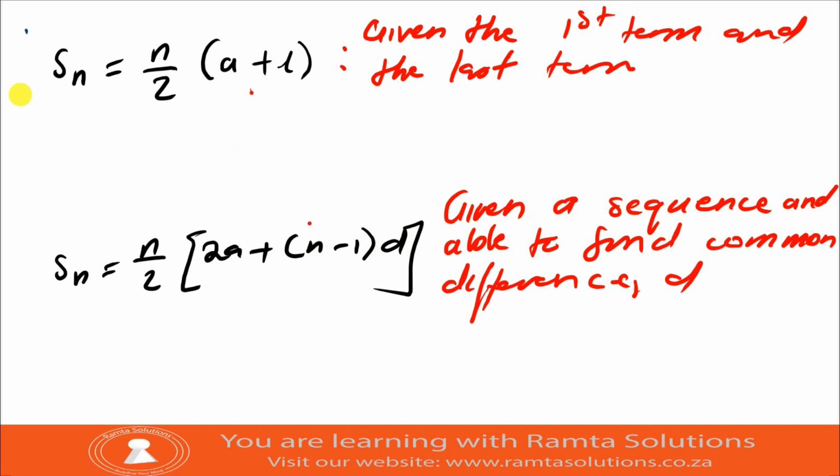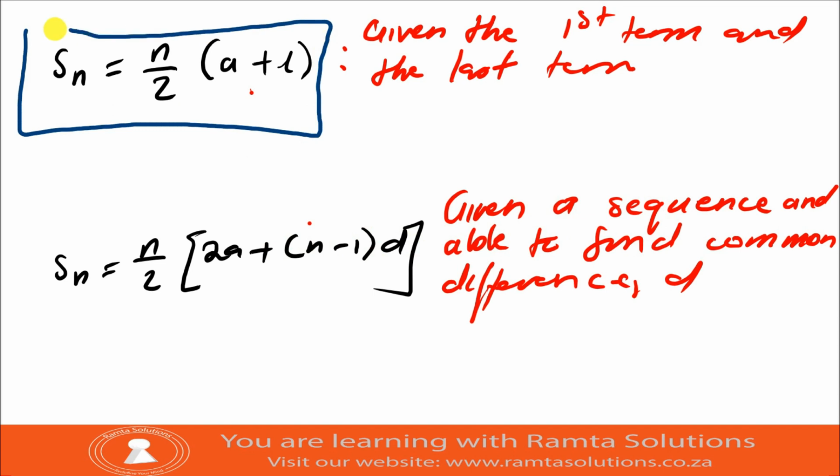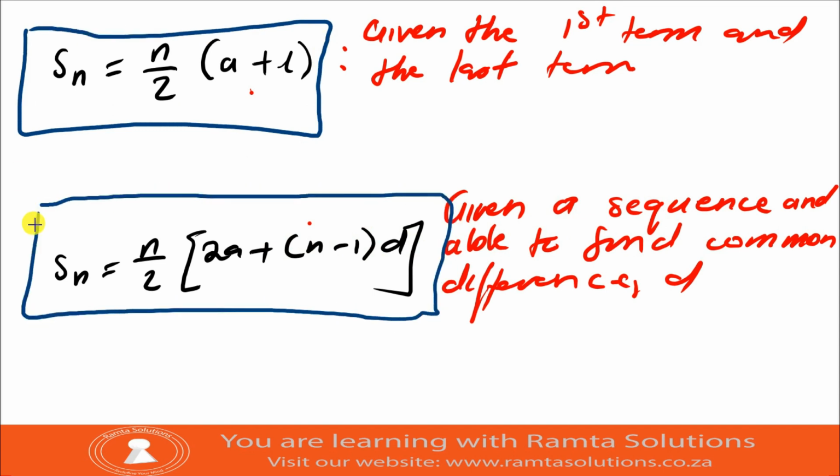Remember, these are the two equations that you can use to find the sum of terms of an arithmetic sequence or arithmetic series. As usual, this Sn is the sum of terms where n represents the term number. The information is not changing from what you know from arithmetic sequences. Now, let's try examples.